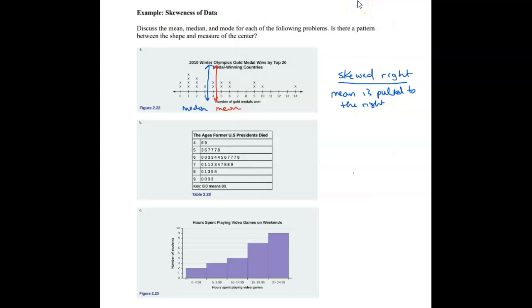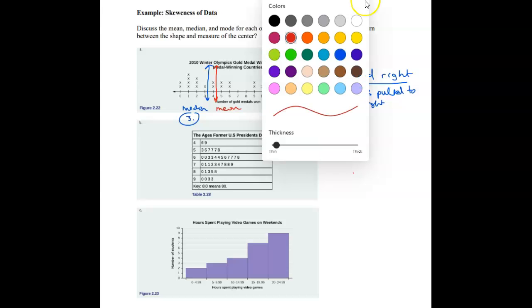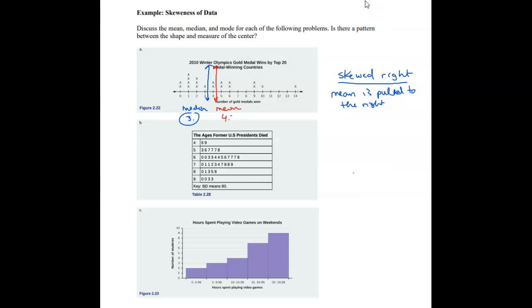Now you can calculate the mean and the median if you input all these data values into StatCrunch. And I did that. The median was around 3, and the mean was around 4.25. Right? So this is a property of asymmetric graphs that are skewed to the right, that the mean is larger than the median.